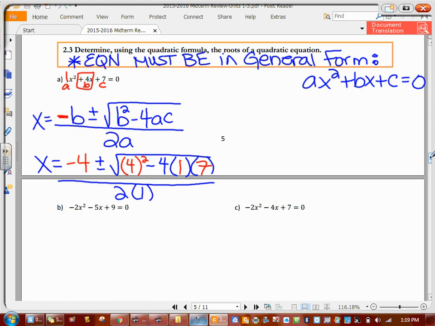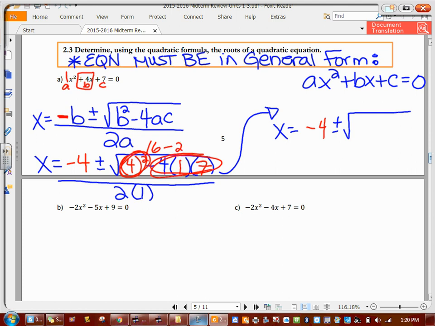So this is going to become x equals negative 4 plus and minus root. Here, from this guy, we're going to get 16. From all of this, we're going to get negative 28. So 16 minus 28 is going to give us a negative 12. And at the bottom, we're going to have a 2.